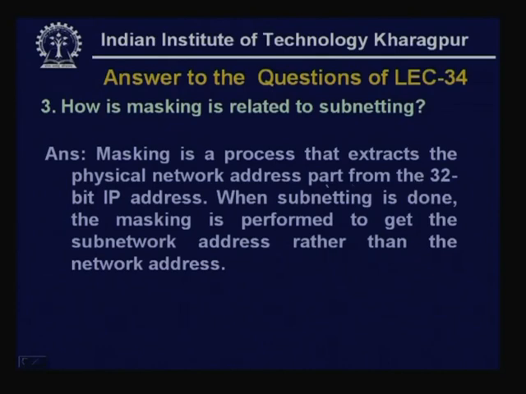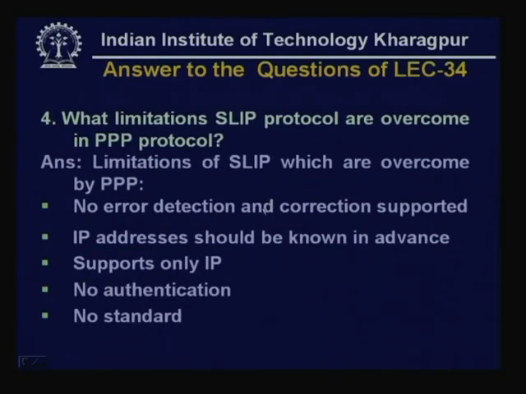Third question was, how is masking related to subnetting? Masking is the process of extracting the physical network address part from the 32-bit IP address. When subnetting is done, the masking is performed to get the subnetwork address rather than the network address. So, 3 levels of hierarchy are being used, as we have discussed.